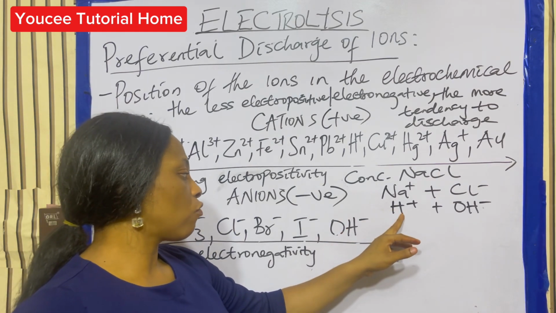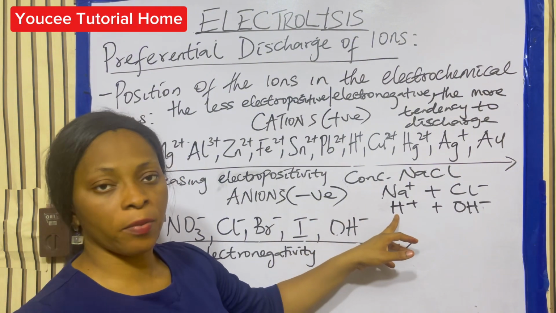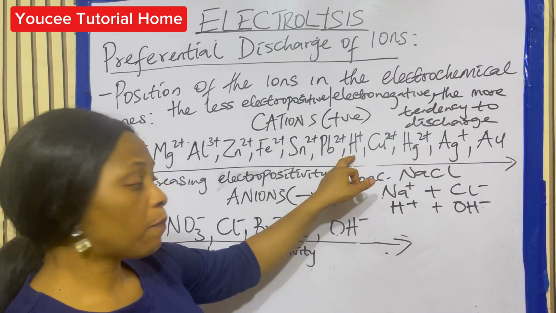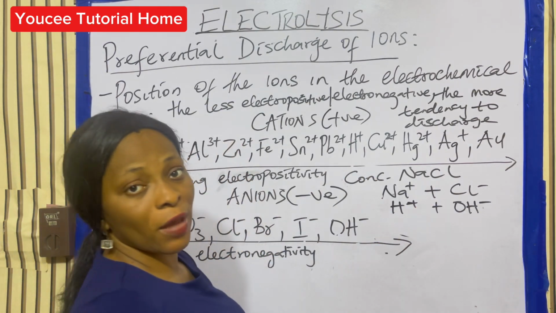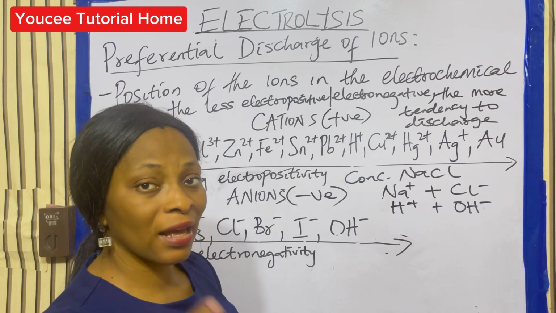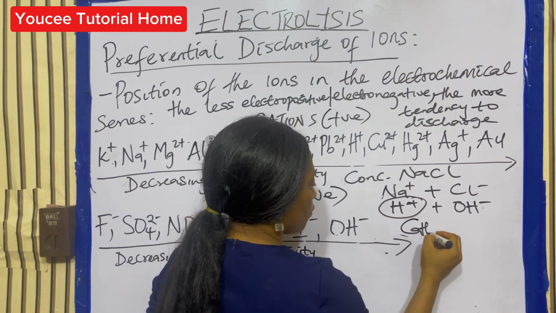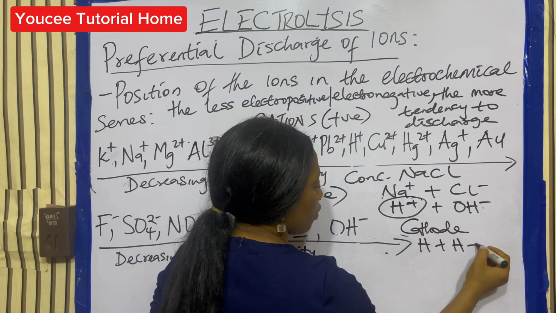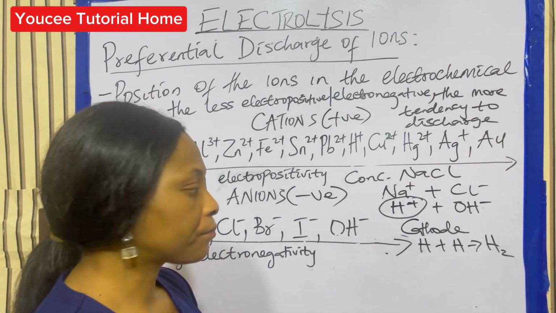This one is stronger than this one, or this one is more electropositive than this one. Looking at the electrochemical series, this one is going to be discharged. And this is positive. So positive, where do they go to? They go to the negative electrode, which is what? Cathode. So at the cathode, hydrogen is going. At the cathode, you have hydrogen plus hydrogen. That will give us what? Hydrogen gas. Are we together?